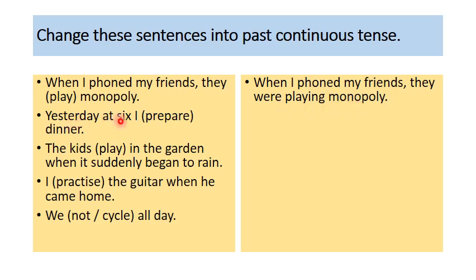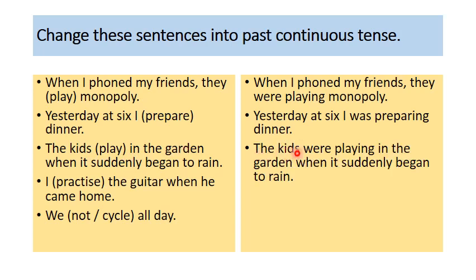Yesterday at 6, I prepared dinner. So you will change into past continuous. Yesterday at 6, I was preparing dinner. The kids play in the garden, and in past tense, the kids were playing in the garden when it suddenly began to rain.